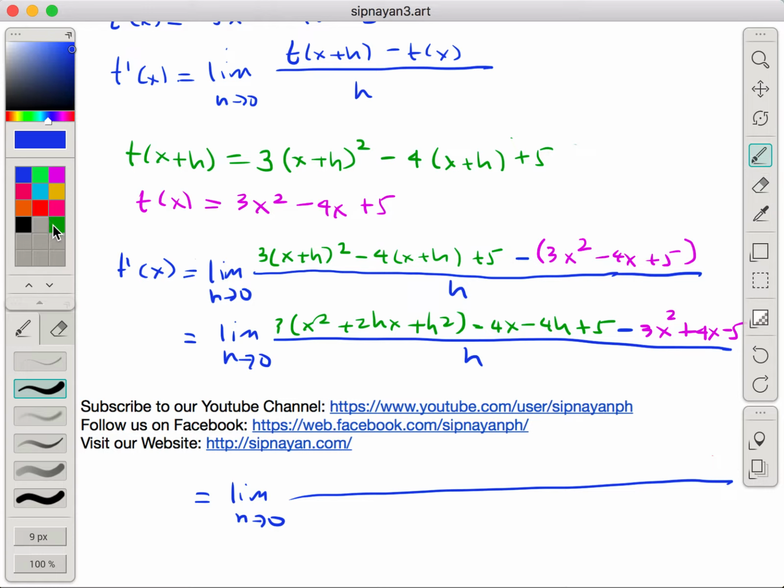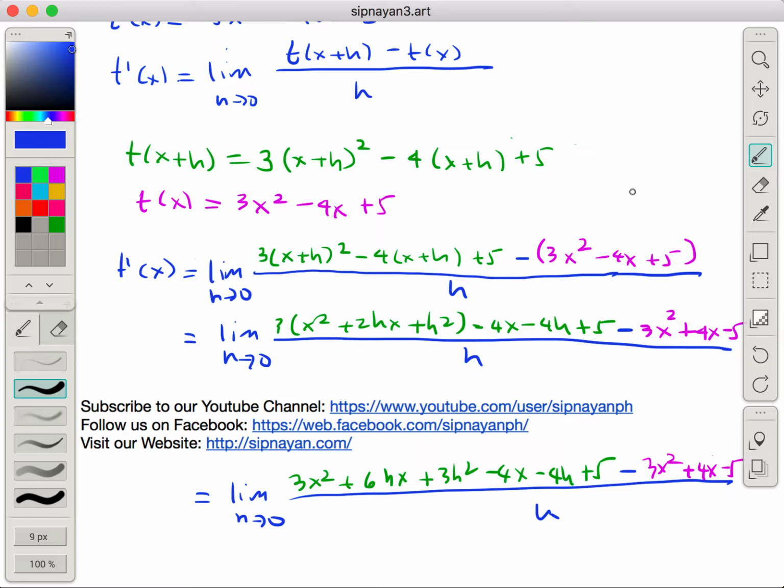We have 3x squared plus 3 times 2 is 6, hx plus 3h squared. Same as before, minus 4x minus 4h plus 5. And then we have minus 3x squared plus 4x minus 5, all over h.